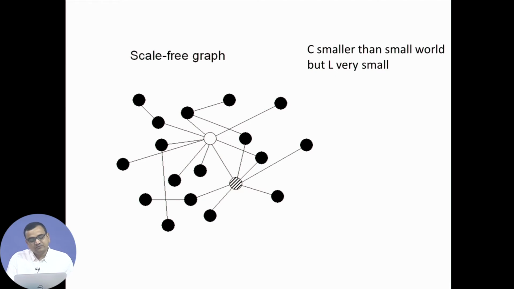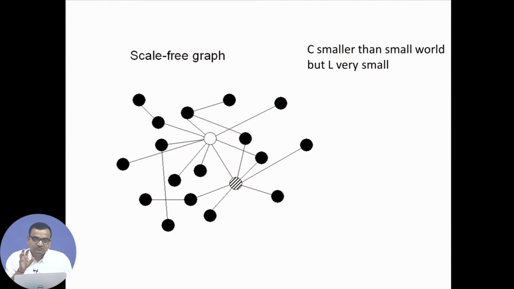And then the last one, as I mentioned, for which I already showed some evidence, is called the scale-free network. So the scale-free network, as it suggests, is a network with a power law degree distribution. In terms of clustering, it is less clustered than the small world network, but its characteristic path length is also quite small.